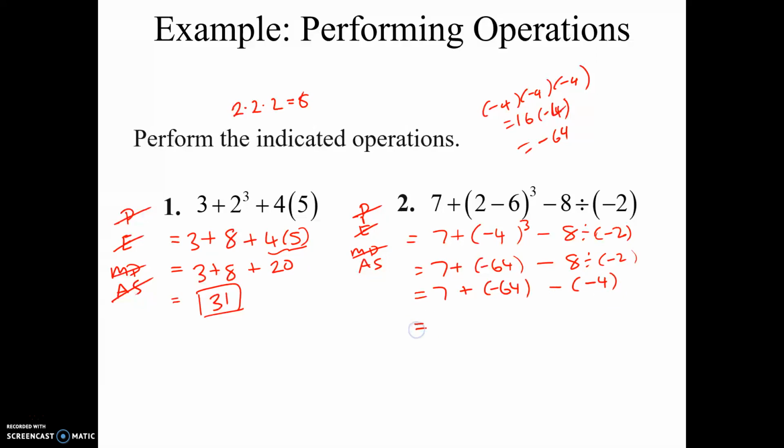Finally, we do addition and subtraction, going left to right. 7 plus negative 64, that will be negative 57. A negative and a negative, this is multiplication. Negative and a negative back to back becomes positive. This becomes positive 4, and negative 57 plus 4, this will give you negative 53.